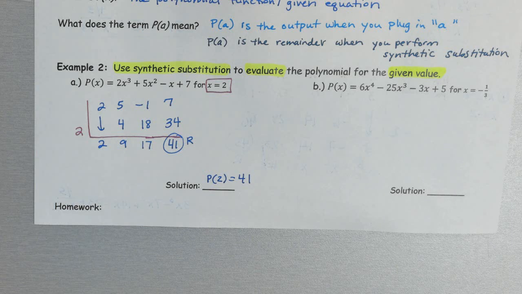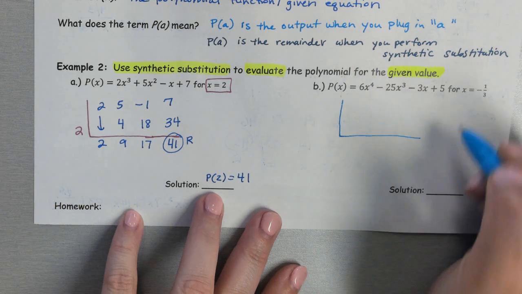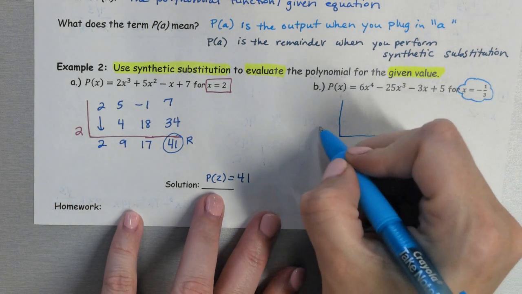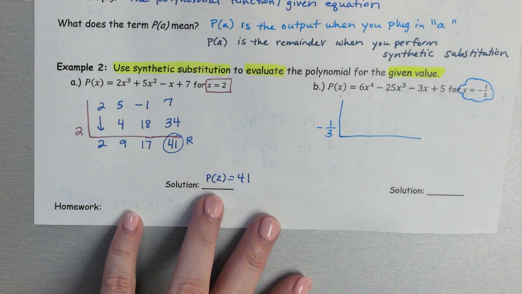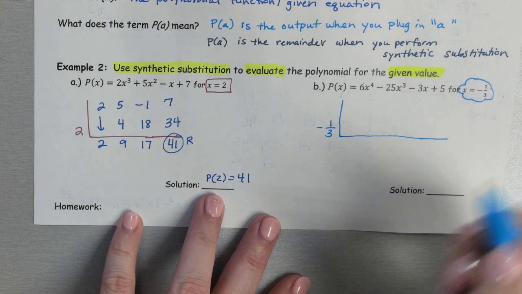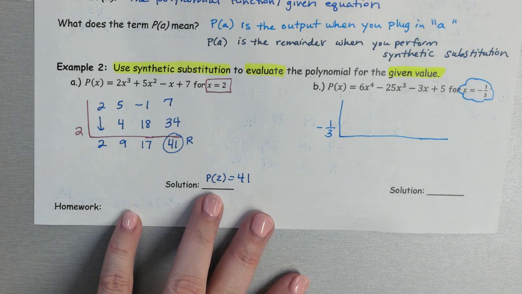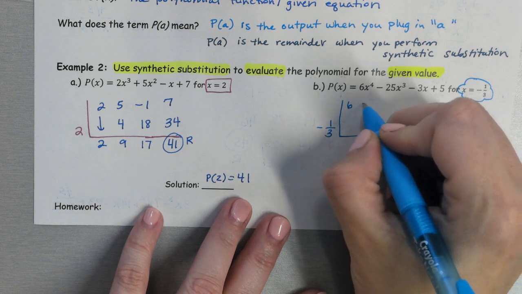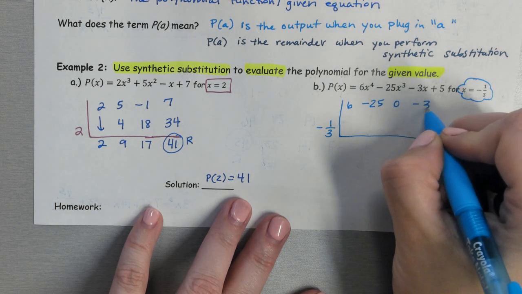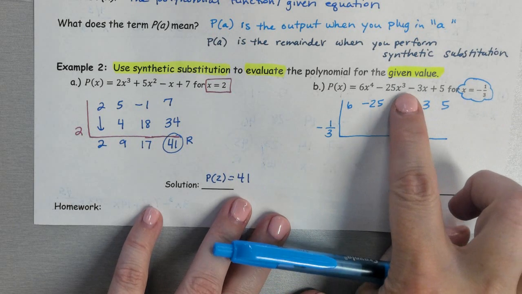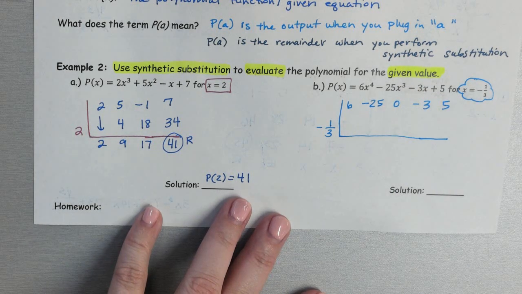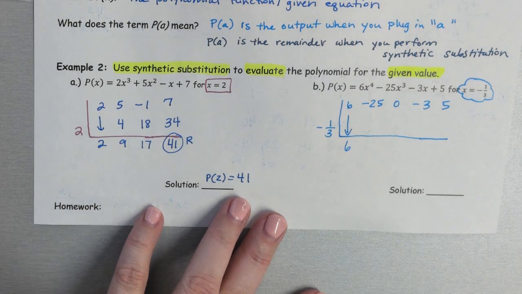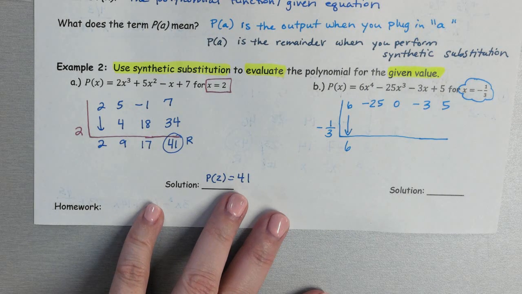For part B, are you done with part B? So this is another one where you're given the negative 1/3. Okay, and then Lizzie, will you tell me what your coefficients are going to be for this one? 6, negative 25, 0, negative 3, and 5. Good. Okay, so you have to put that 0 in because you don't have an x squared term. Now don't be scared that this is a fraction. This actually works out really nicely, right? Because they're all multiples of 3.